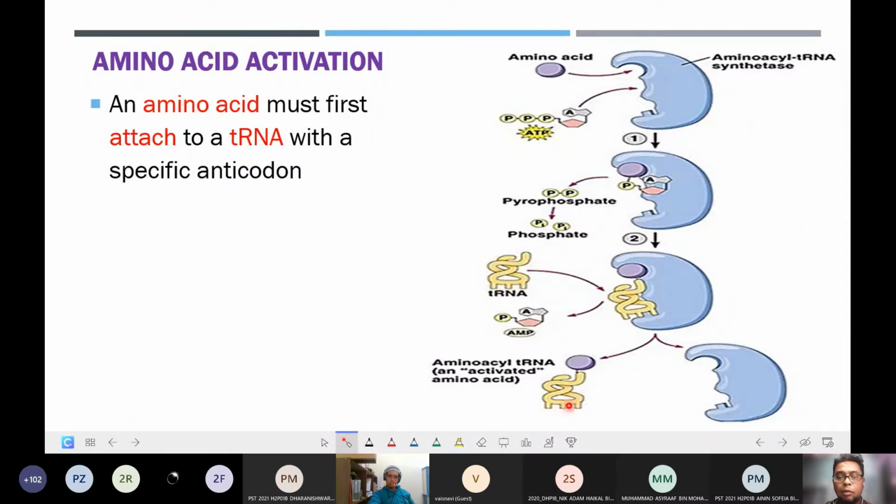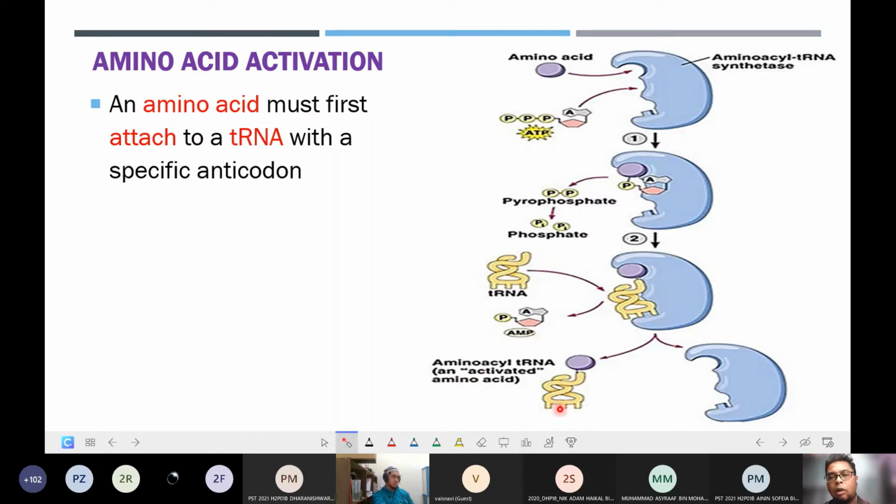Okay, the same goes over here. You can see there are these 3 special bases at the bottom part of the tRNA, and this will be known as the anticodons. So every tRNA will be having a particular type of anticodon.